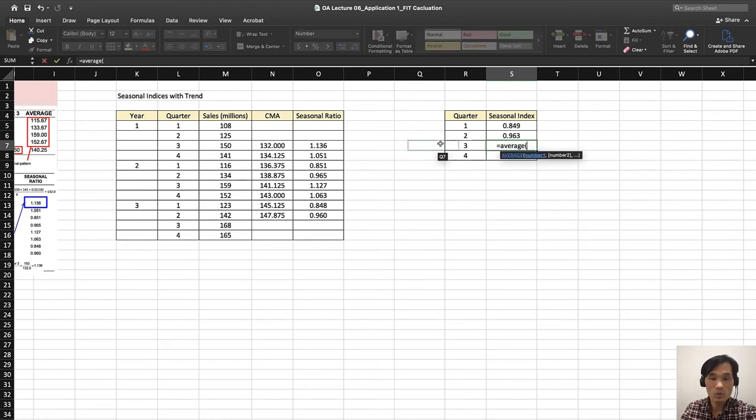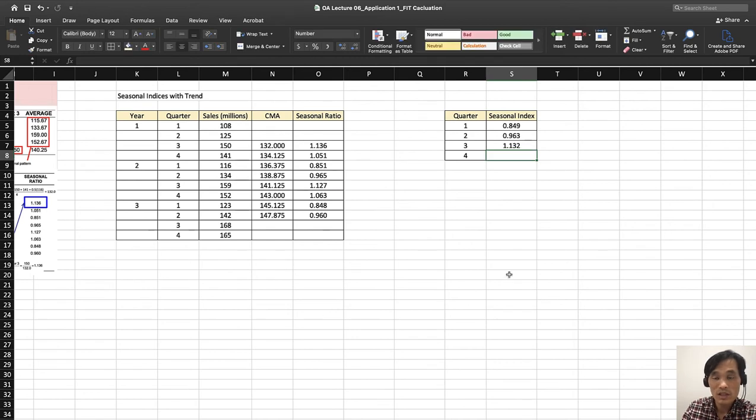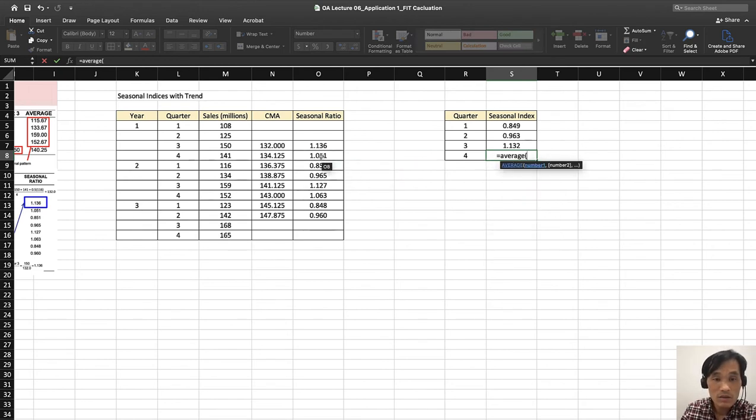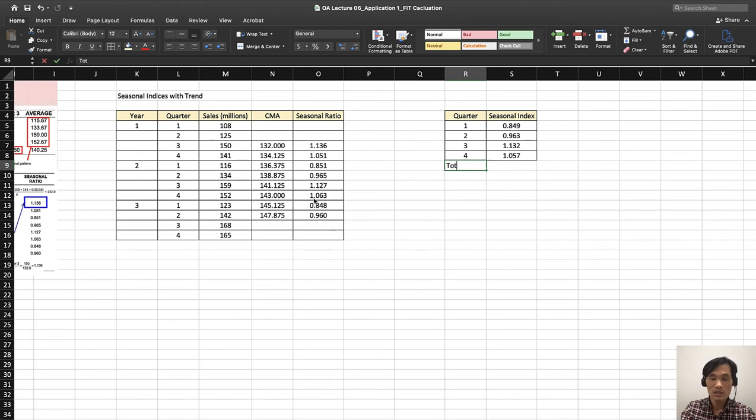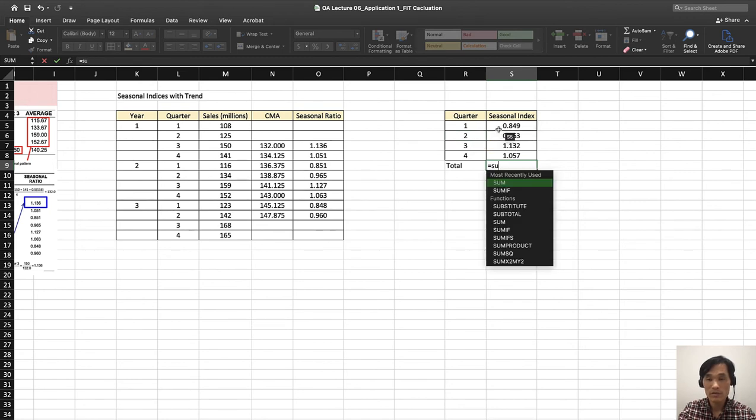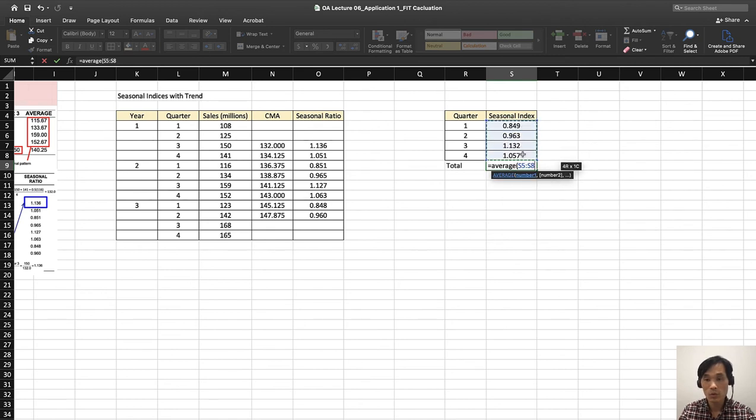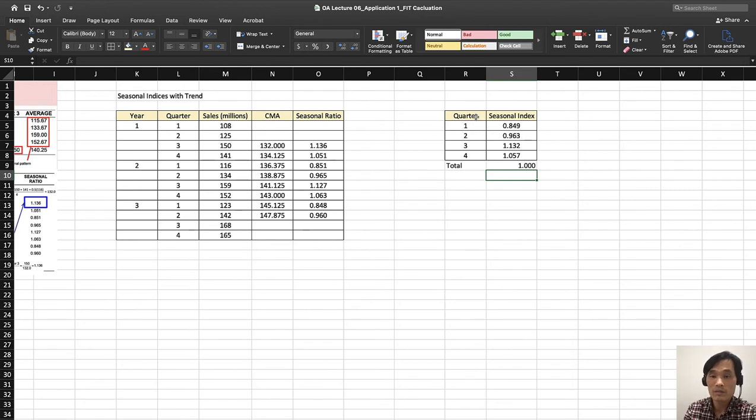And what about quarter three? For quarter three, we have 1.136 and year three 1.127, and that's 1.132. And lastly, averaging the quarter four values, that's 1.07. So let's see what the total is. Actually, the average of these four of them is 1.0. This tells us that what we have done is right, because it has to sum up to 1. Let's go for two digits, and that's your seasonal index.